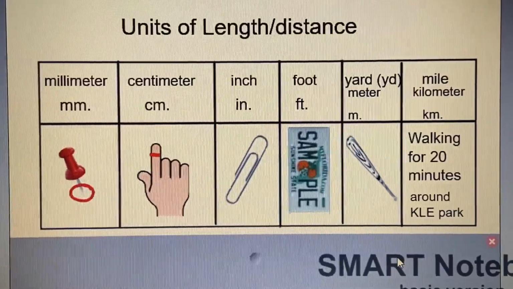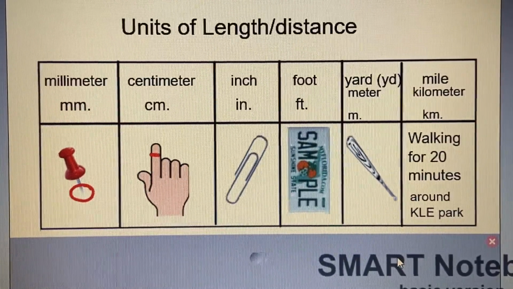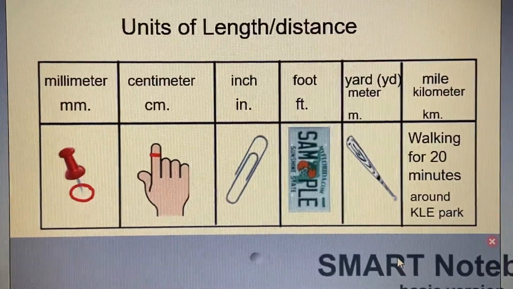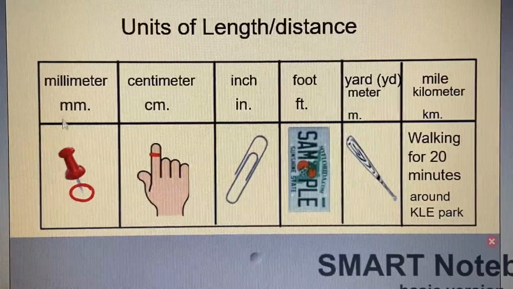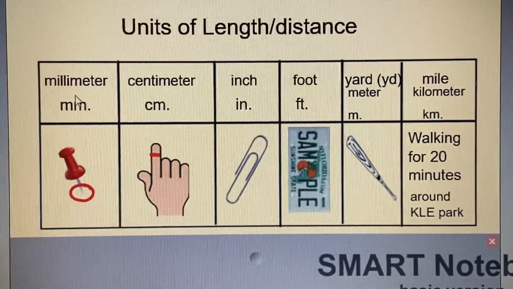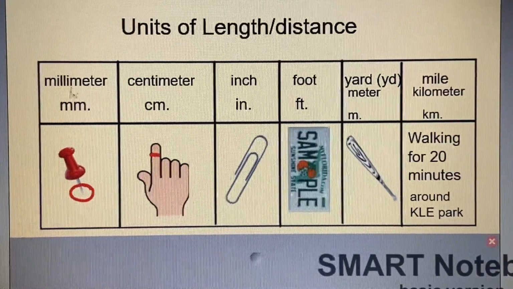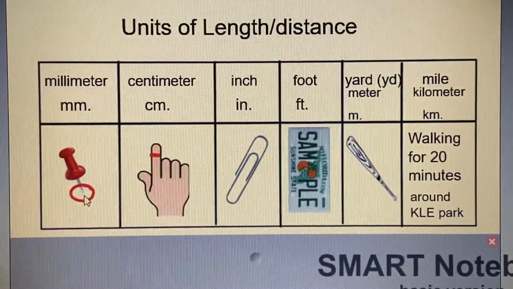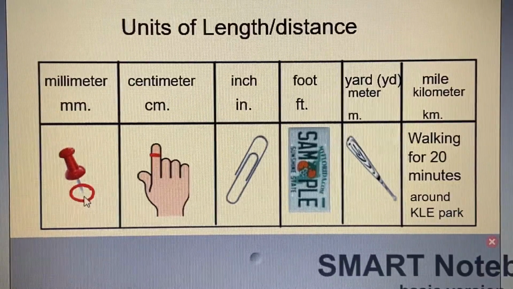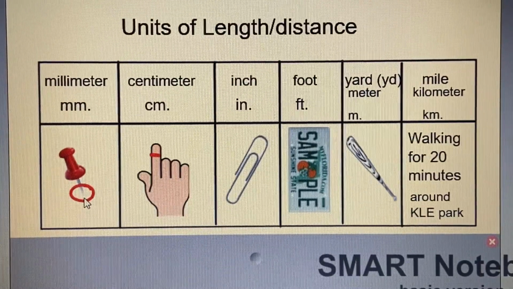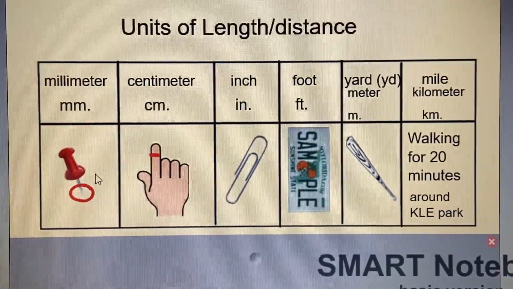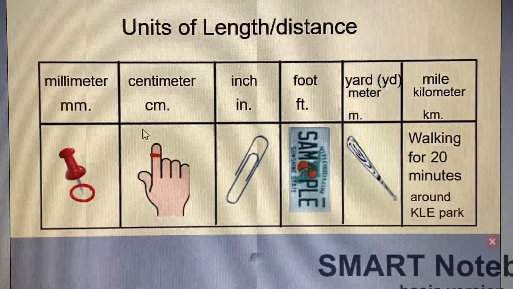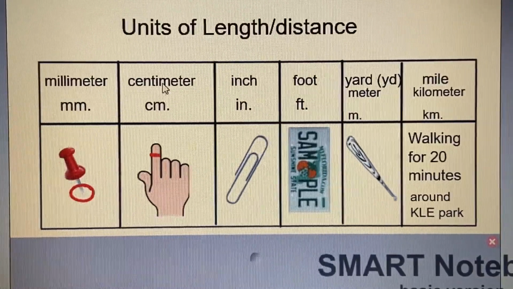The next benchmarks that we are going to look at are the benchmarks for the units of length or distance. Let's take a look at the smallest of these unit measurements, which is the millimeter. This is metric system. Millimeter is the abbreviation. And a millimeter is about as long as the tip of a thumbtack. If you take your pencil and you make a dot on your paper with the pencil, that is about 1 millimeter. The next bigger distance is the centimeter.